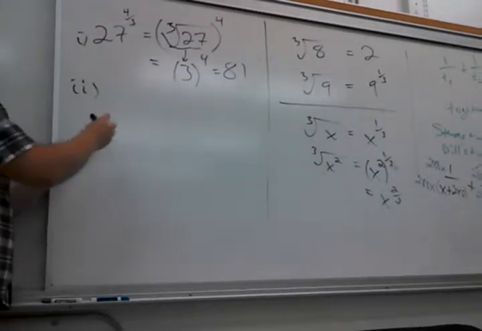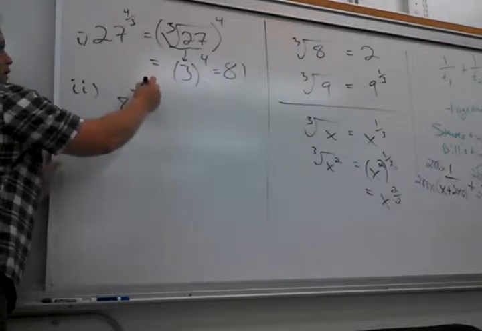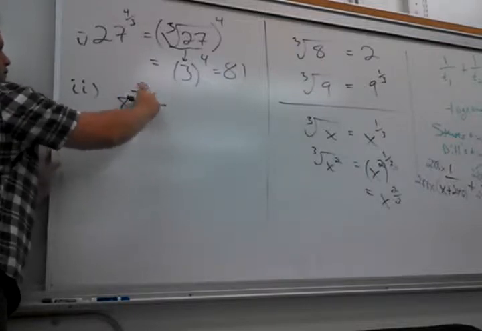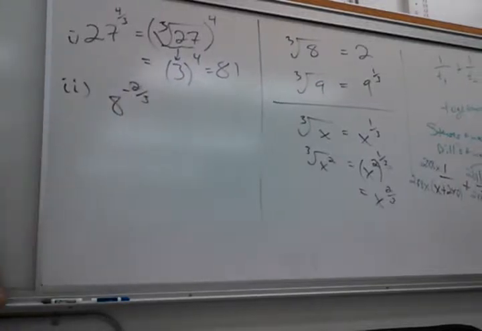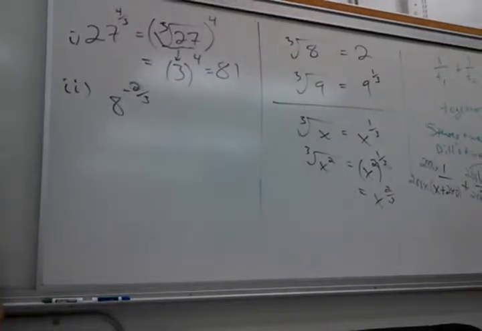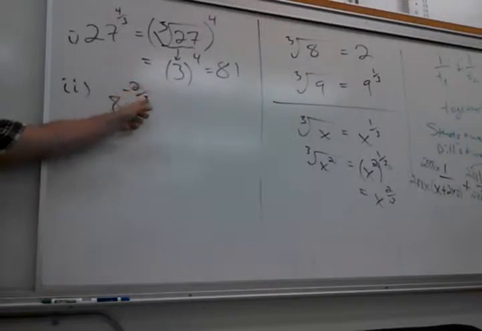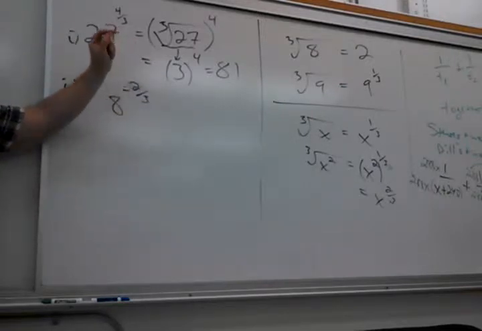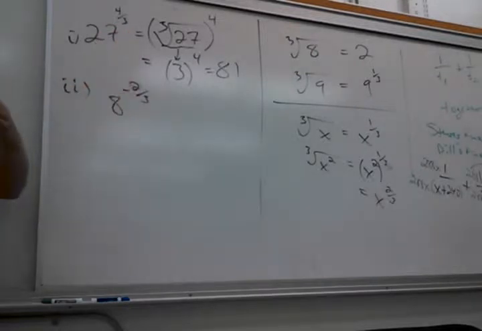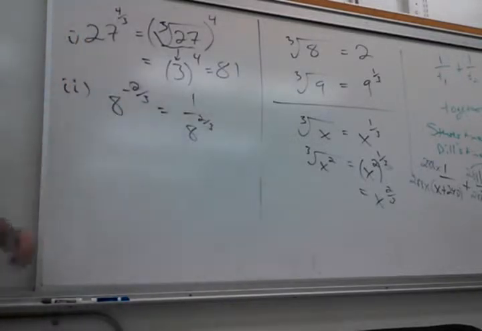Okay. So what about this here? 8 to the negative 2/3 power. Here's where people freak out. But a negative power just means what? It's 1 over. Good. You don't flip 2/3 and make it 3/2, right? Is 2/3 being raised to a negative power? No. So there's no reason for it to flip. What's being raised to a negative power? 8. So that's going to flip over, make it 1 over 8 to the 2/3 power.